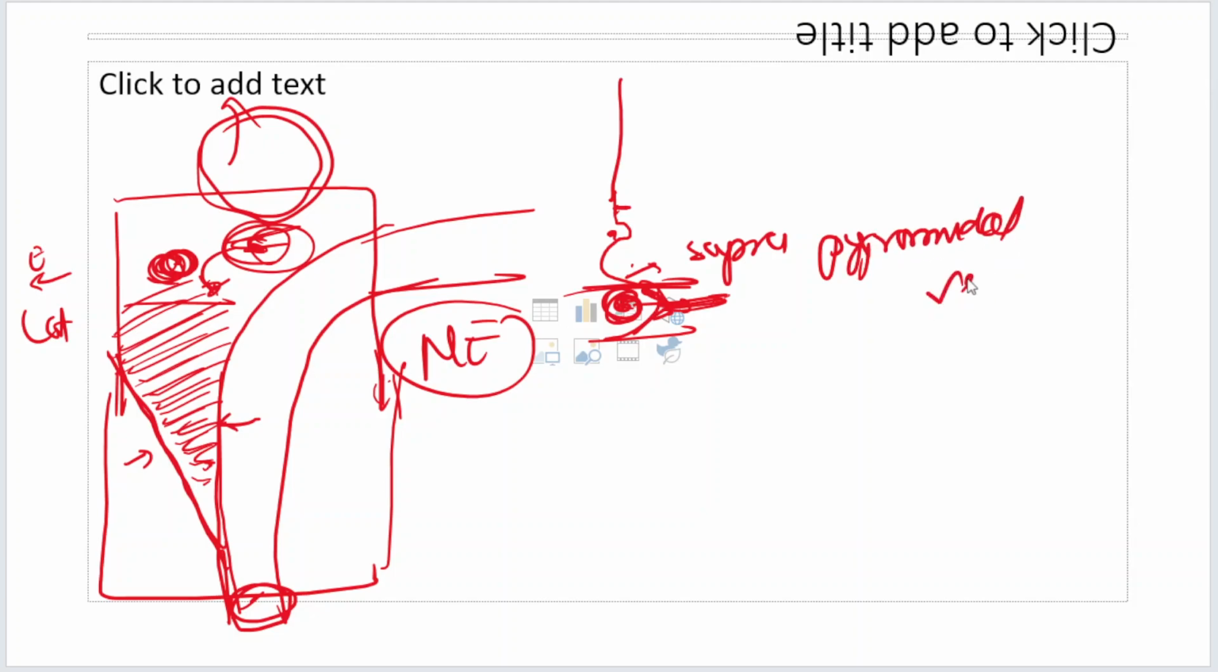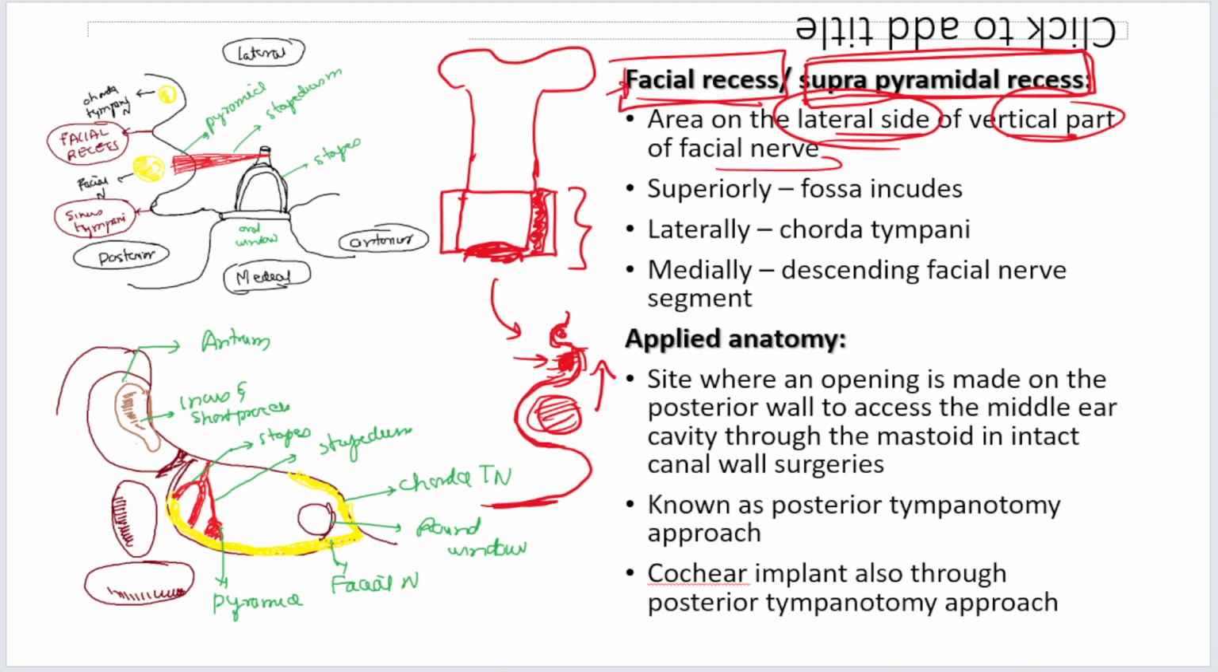So this part is called the suprapyramidal recess. It is present lateral to the facial nerve, medial to the chorda tympani, and superiorly it is bounded by the fossa incudis. Did you understand? This part I am talking about is nothing but the facial recess, also called the suprapyramidal recess: superiorly the fossa incudis, laterally the chorda tympani, medially the descending facial nerve.